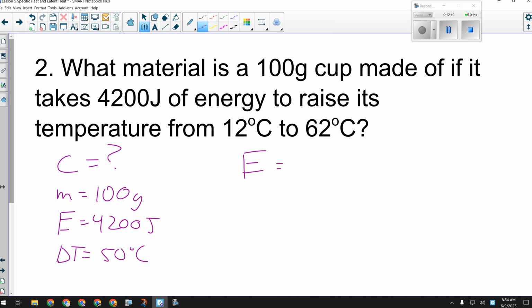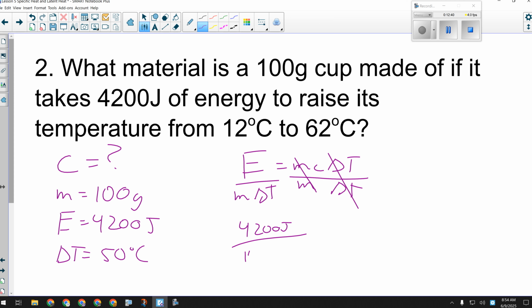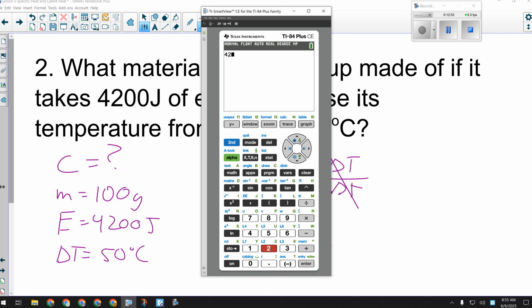So we've got E equals m times c times delta T. We want to leave C over here. Like so, plug in our numbers: 4,200 joules divided by 100 grams times 50 degrees Celsius. That's going to leave us with joules per gram degree Celsius, which is the units we're looking for. So 4,200 divided by 100 times 50. Okay, so we're looking at 0.84.